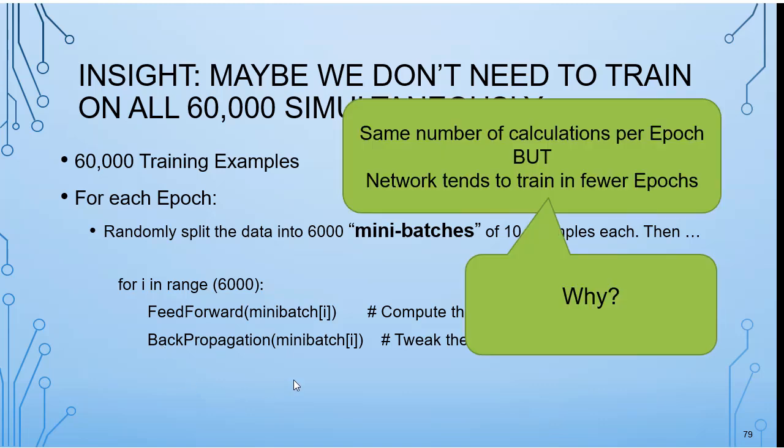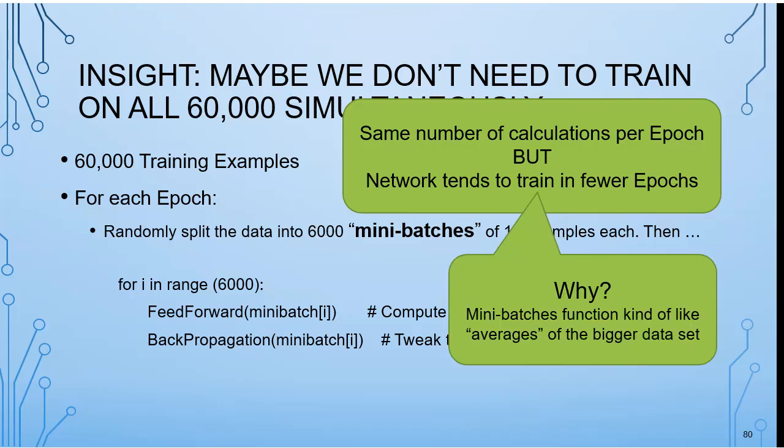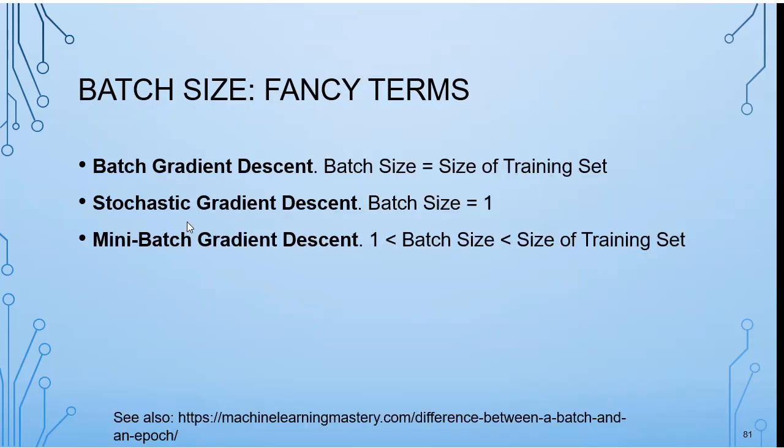Same number of calculations per epoch, but networks tend to train a little bit faster. Most people say it's probably because these mini batches are sort of a rough average of the bigger data set. Maybe not the 10 sample mini batches, but maybe slightly bigger ones. Useful words to use at Thanksgiving dinner when you're talking about batch size.